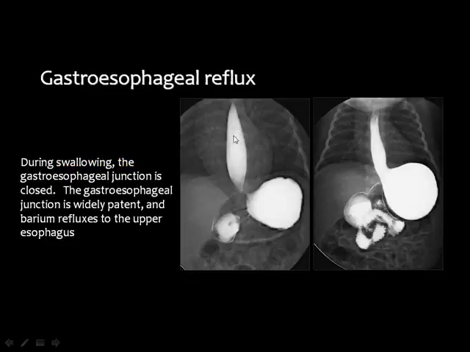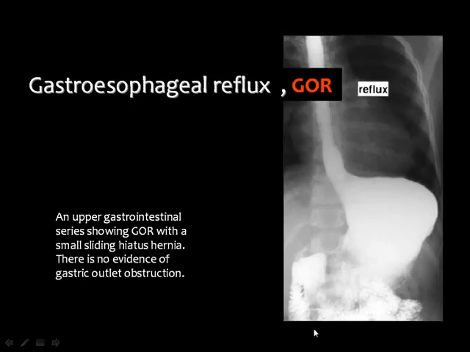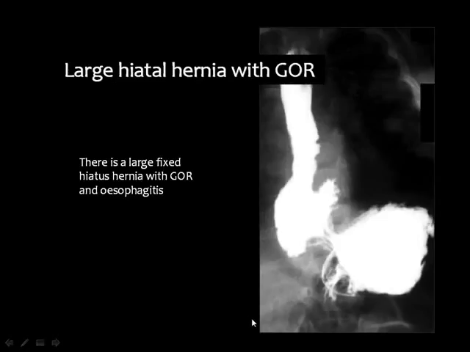And this is another example. Here you can see an apparently competent gastroesophageal junction, but whenever the patient swallows water or saliva, then the gastroesophageal junction will open and barium will come back from the stomach into the lower part of the esophagus. And this is also a classic appearance of gastroesophageal reflux, where you can see the barium is refluxing back into the lower part of the esophagus.